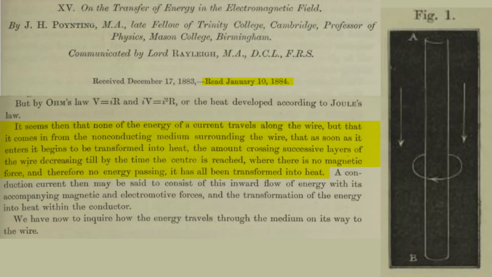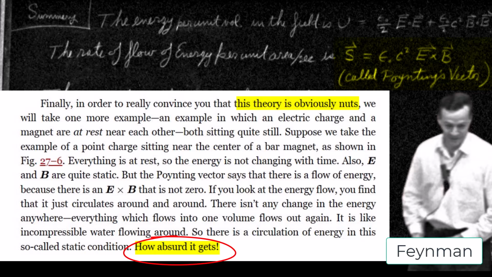Quote, "It seems then that none of the energy of a current travels along the wire, but that it comes in from the non-conducting medium surrounding the wire. That as soon as it enters, it begins to be transformed into heat, the amount crossing successive layers of wire decreasing till by the time the center is reached, when there is no magnetic force and therefore no energy passing, it has all been transformed into heat." I agree with Feynman when he declared, "How absurd it gets."